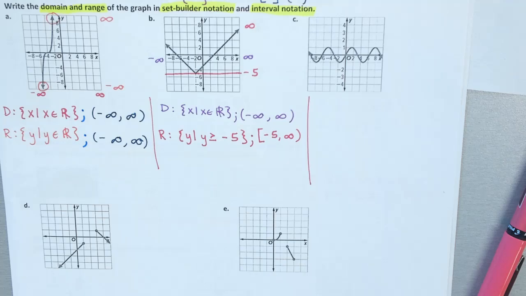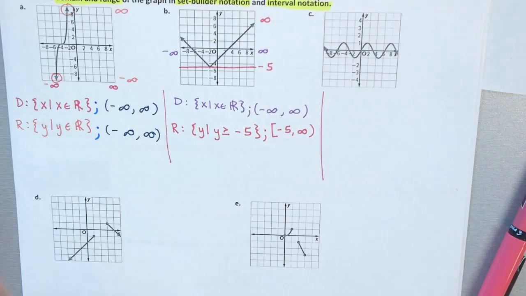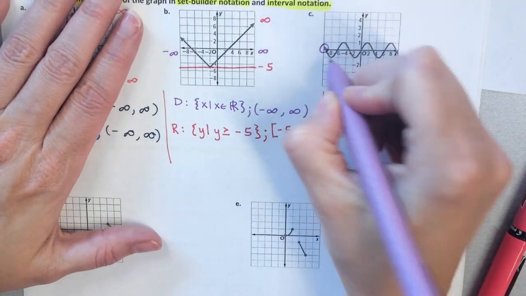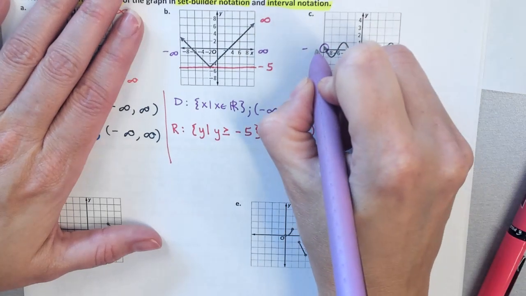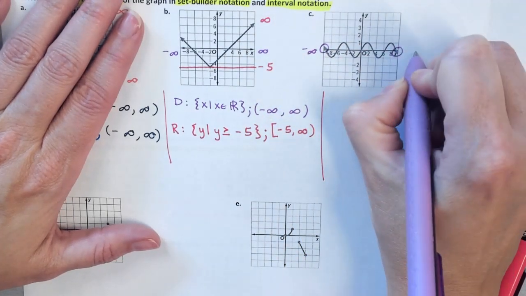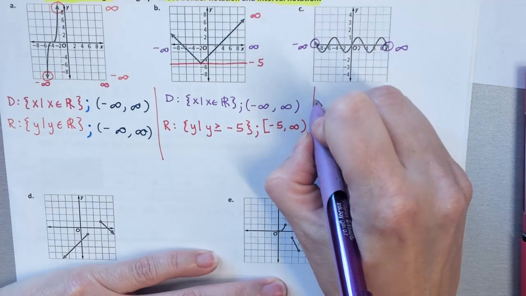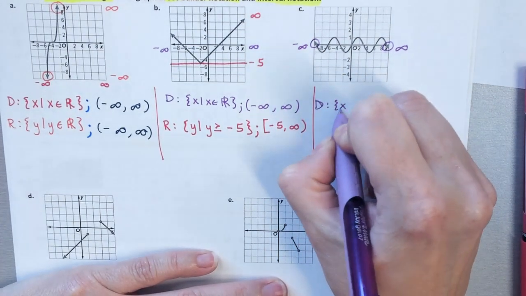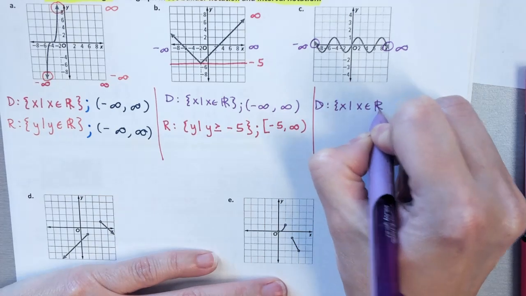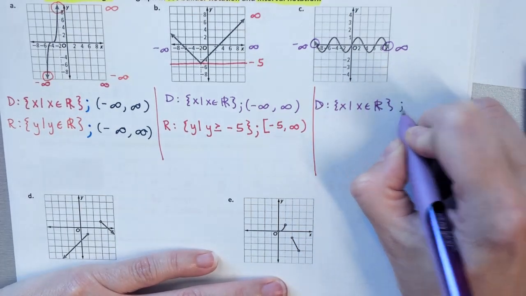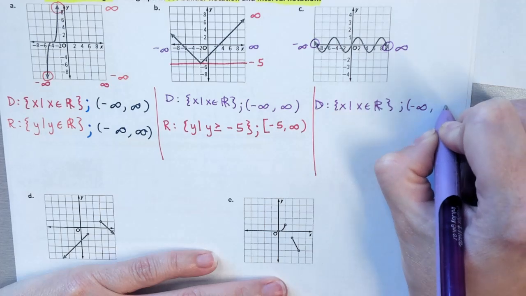So what's your lowest x value here? Negative infinity, right? This arrow means it's going to keep going to the left, so you have negative infinity. This arrow means you're going to keep going to the right, so it's positive infinity. So for your domain, it's going to be x such that x is an element in the real number set. And then I like to separate with the semicolon.